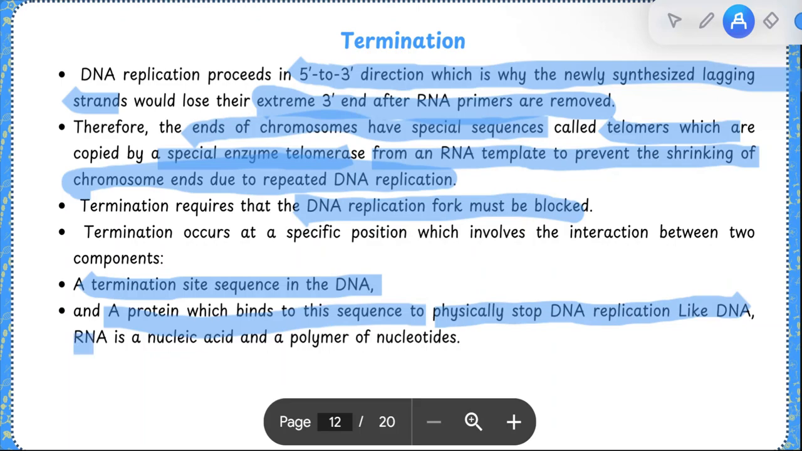Like DNA, RNA is a nucleic acid and a polymer of nucleotides, and that is what we're going to be talking about next. And at this point, आपका DNA उसकी replication terminate हो गई है, and we are done with the biosynthesis of new strands of DNA.